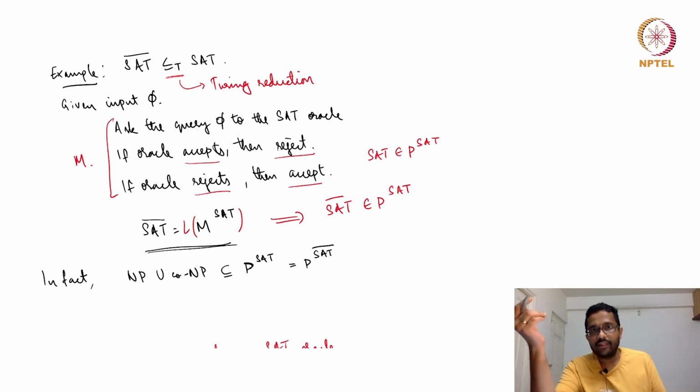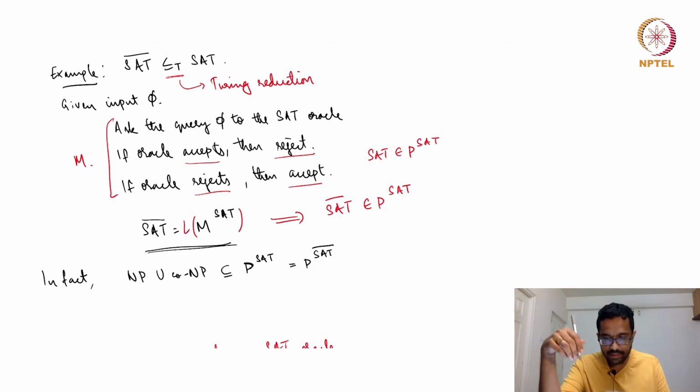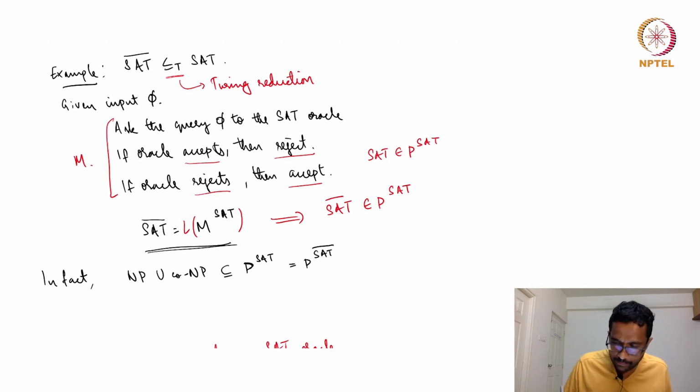And in fact, now SAT is an NP complete language. SAT complement is a co-NP complete language, and we have seen that using Turing reduction, you can reduce a co-NP complete language to an NP complete language, which was not possible if we just used polynomial time reductions as we had learnt. Right? So you see that Turing reduction is actually more powerful. Even though this particular example was extremely simple, even the simple example illustrates this fact.